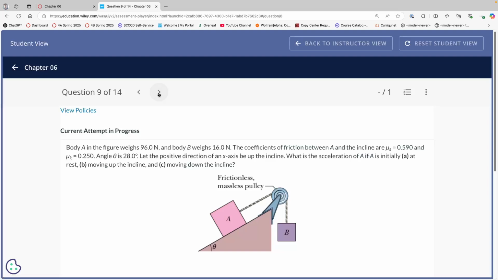What is your friction if it's at rest? All right. The acceleration, if it's initially at rest, moving up or moving down. If it's initially at rest, what kind of friction are we talking about? Static. Is it changing its motion? No.